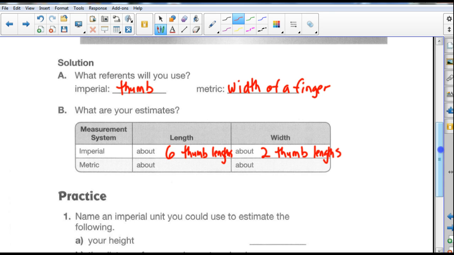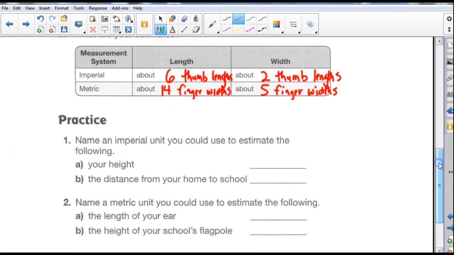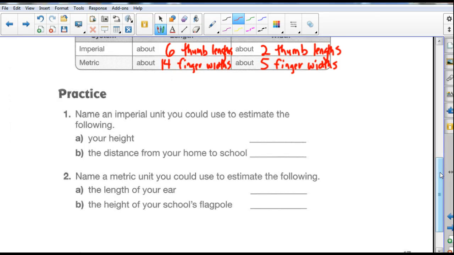And then for metric, I was going to use the width of my finger, and that would be in centimeters. And for the length, I had about 14 finger widths. And for the width, I had about 5 finger widths. Okay, so that's all we're talking about when we're talking about a referent. It's just using something to do an estimate. Okay, so practice. There's your practice. Why don't you go ahead and begin with that.